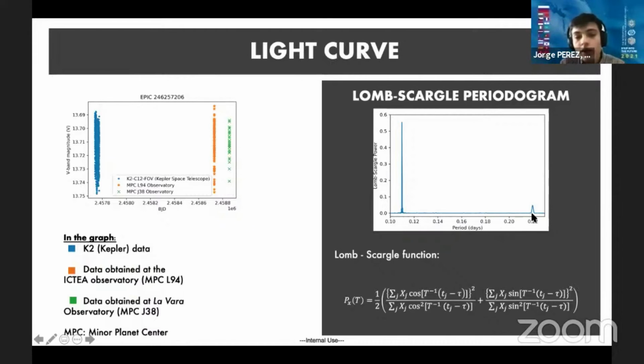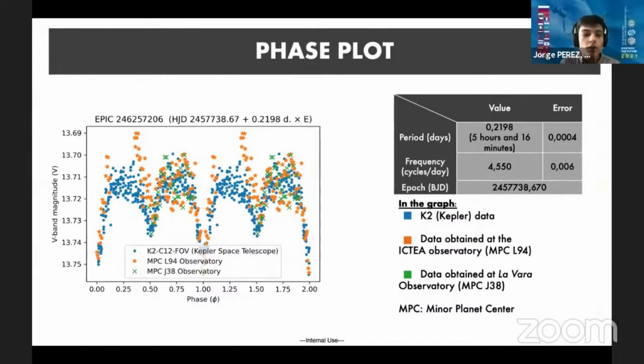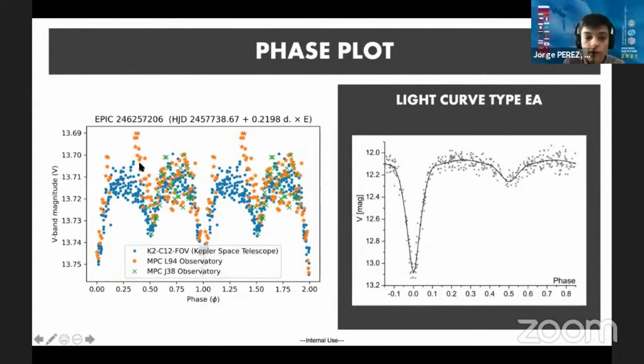So having this period calculated, I was able to obtain the phase plot, which allowed me to obtain the pattern that we're looking for. Comparing it to the light curve of an EA type, we can see that this star is an EA type. So what's causing the variability of the star is that it consists of a binary system whose stars orbit periodically around their center of mass, producing eclipses as seen from Earth.